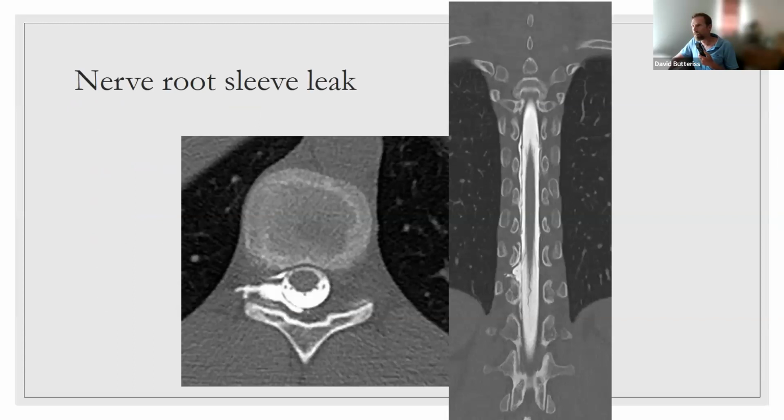So just a couple of cases. This is the first case I ever used fibrin glue on back in about 2013. This was a young female patient who presented acutely with all the clinical and radiological features of SIH. And on myelogram, we can see she had a lateral nerve root sleeve leak in the thoracic spine.